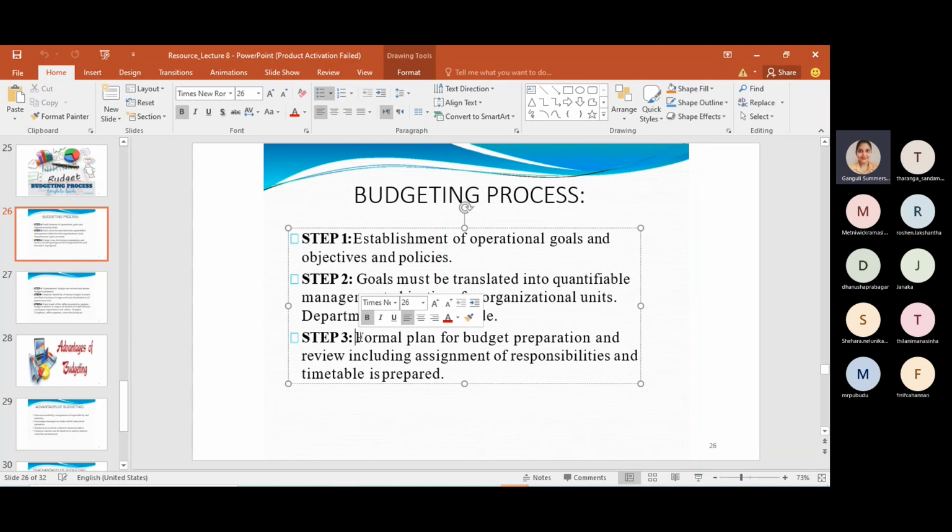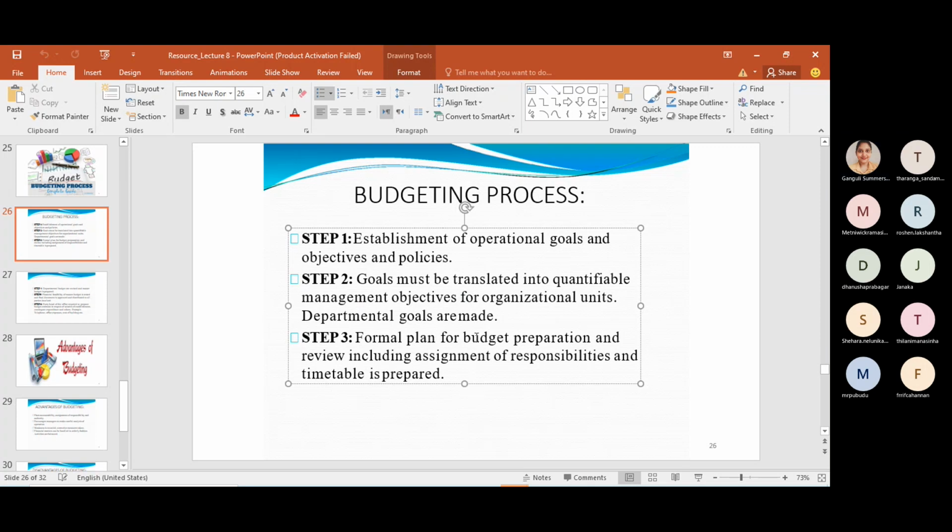A formal plan for budget preparation and review, including assignment of responsibilities and timetable, is prepared. So we formally start our budget preparation in this step 3. This is step number 3. In step 3, you formally start your budget preparation process. You formally start preparing the budget in step 3.